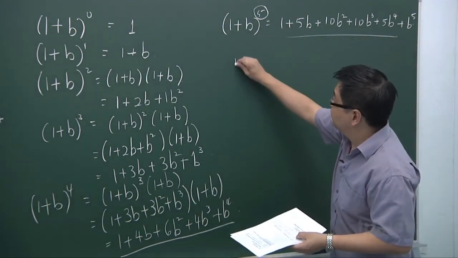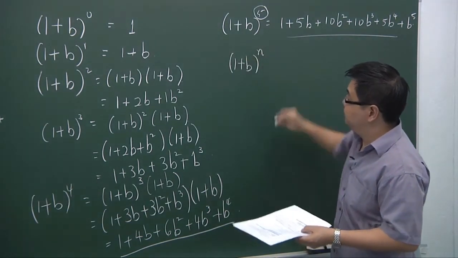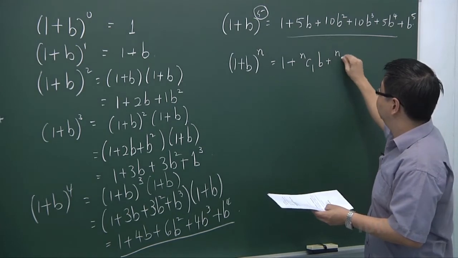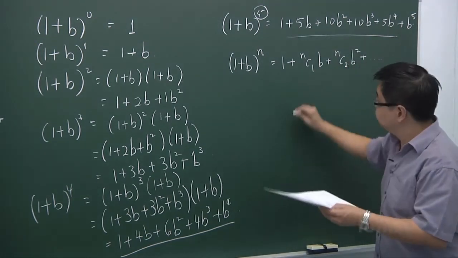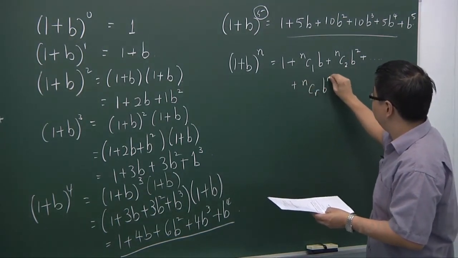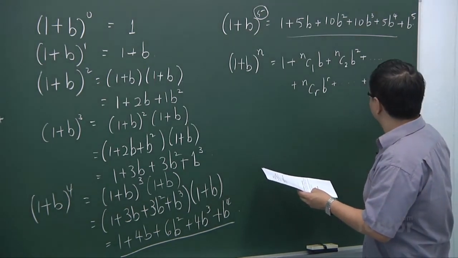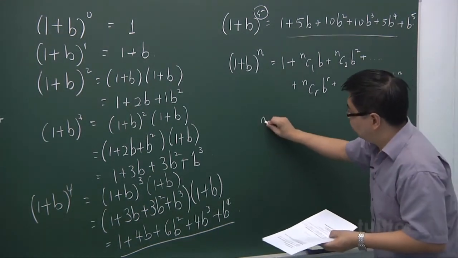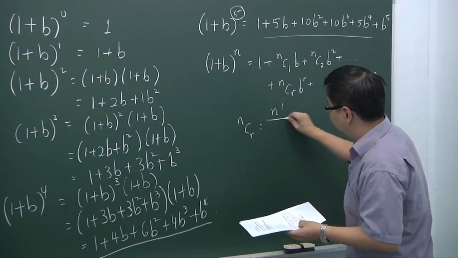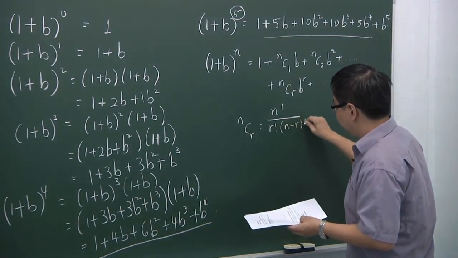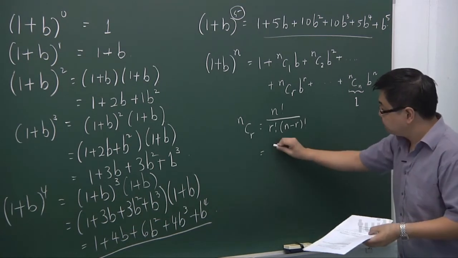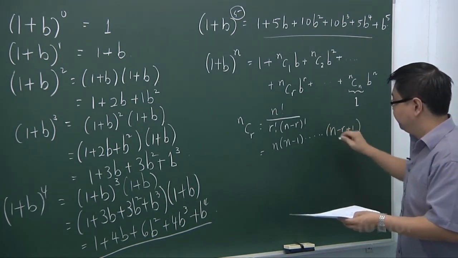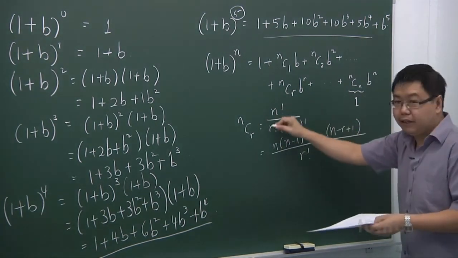It's found that the general formula for (1 + b)^n can be given as 1 + (n choose 1) b + (n choose 2) b^2, until the general situation will be (n choose r) b^r, all the way until (n choose n) b^n, and this n choose n is actually 1. What is the formula for n choose r? n choose r is the same as n factorial over r factorial times (n - r) factorial. Of course, it's also the same as n times (n - 1) all the way until (n - r + 1), over r factorial, if you simplify this expression.